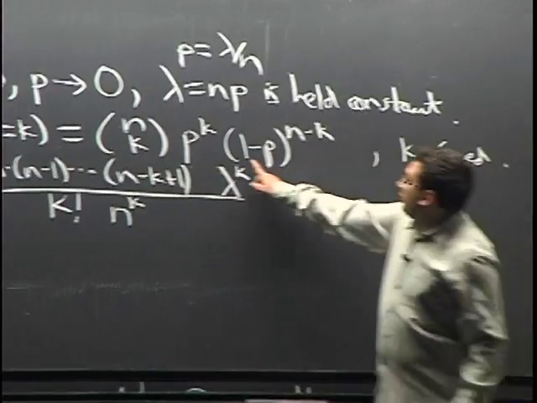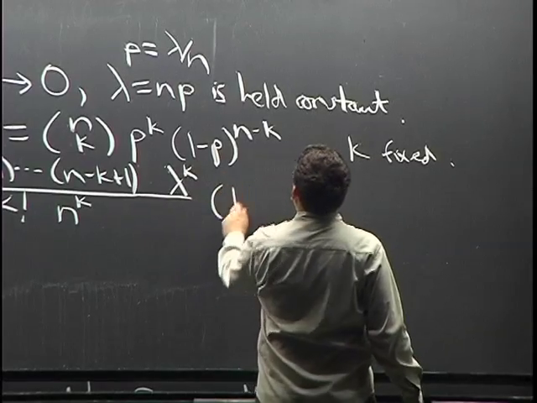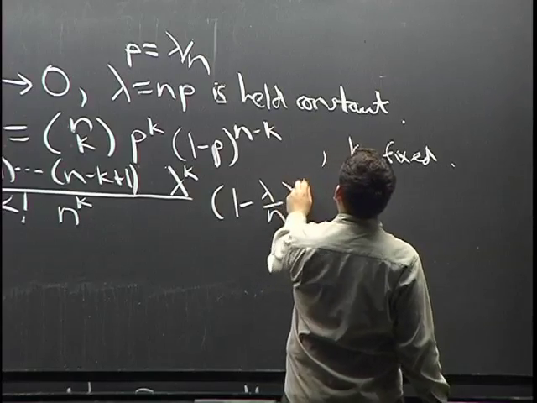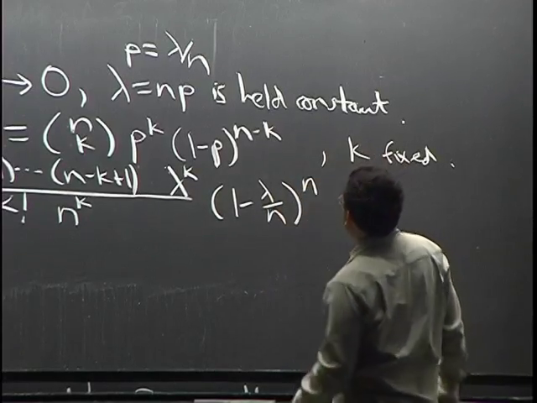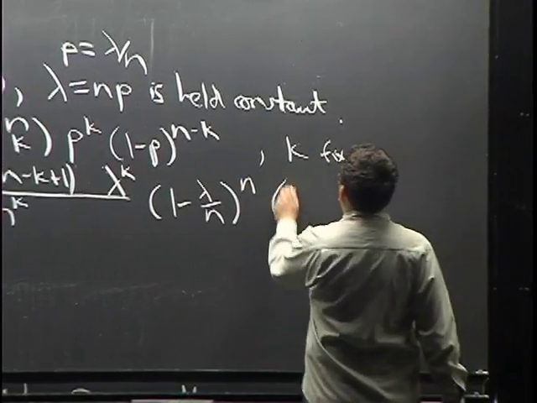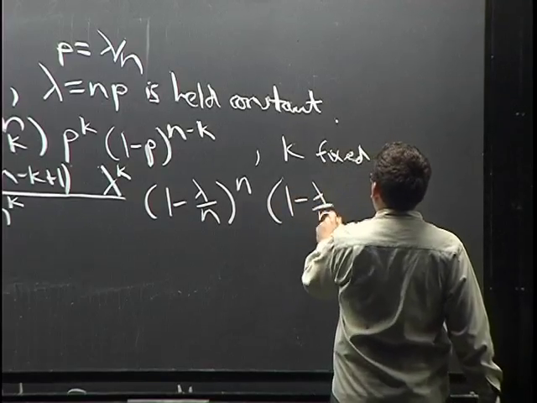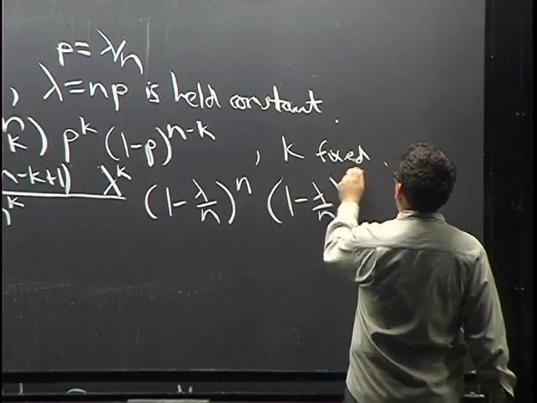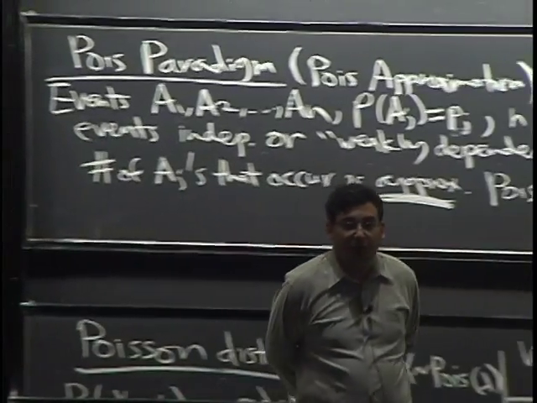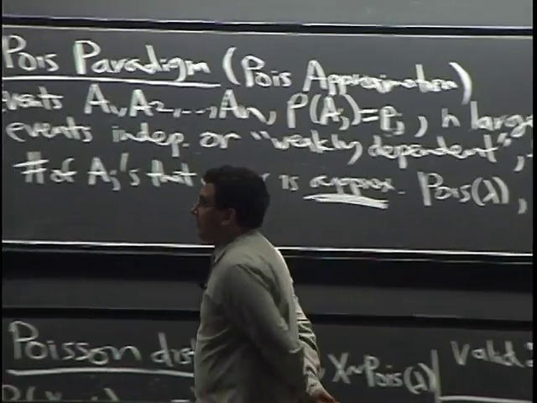And then we need to deal with this thing, 1 minus p, which is 1 minus lambda over n to the n minus k. And this minus k thing, I'll just separate it out so we can deal with that later, because k is fixed. It looks nicer to me this way. All right, so that's just a little bit of algebra. Now let's take the limit of this.